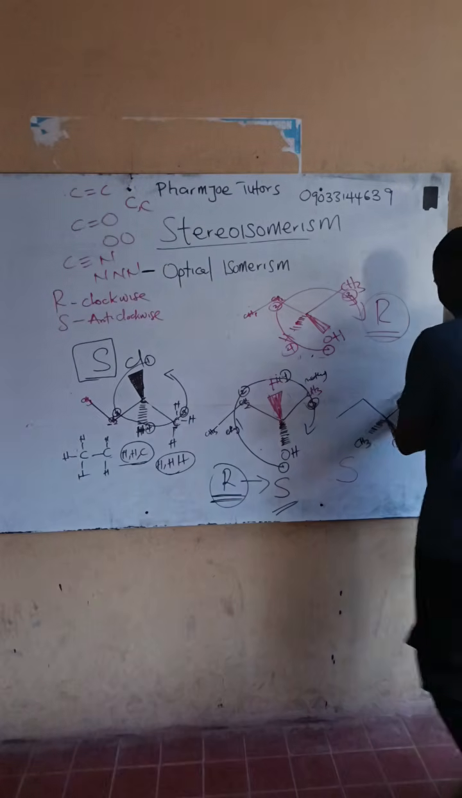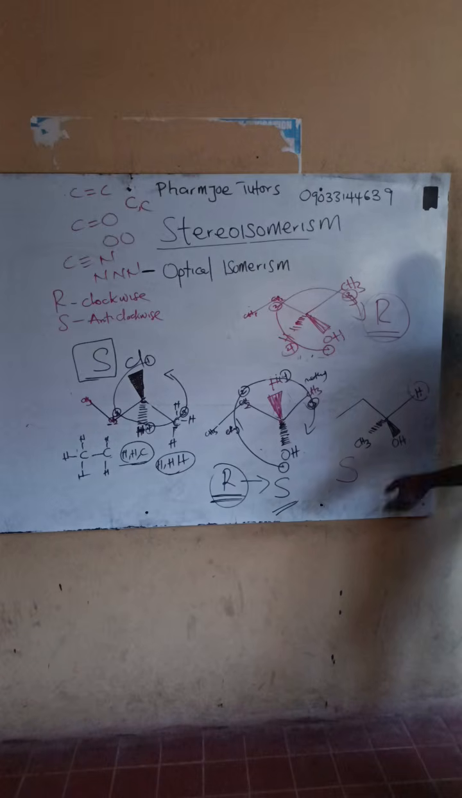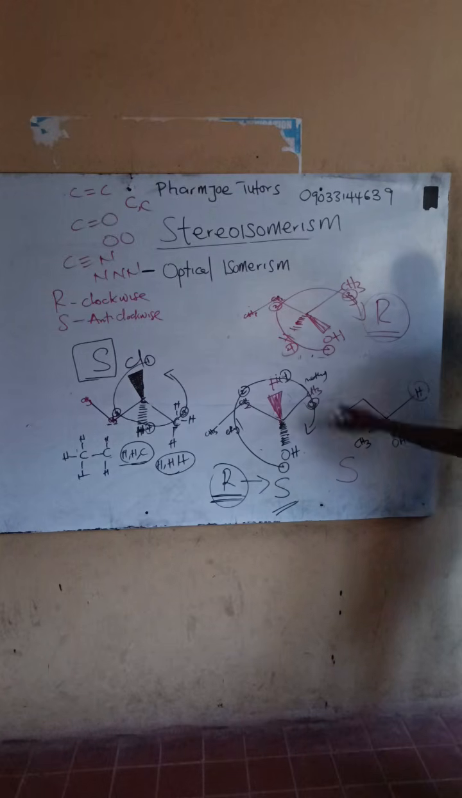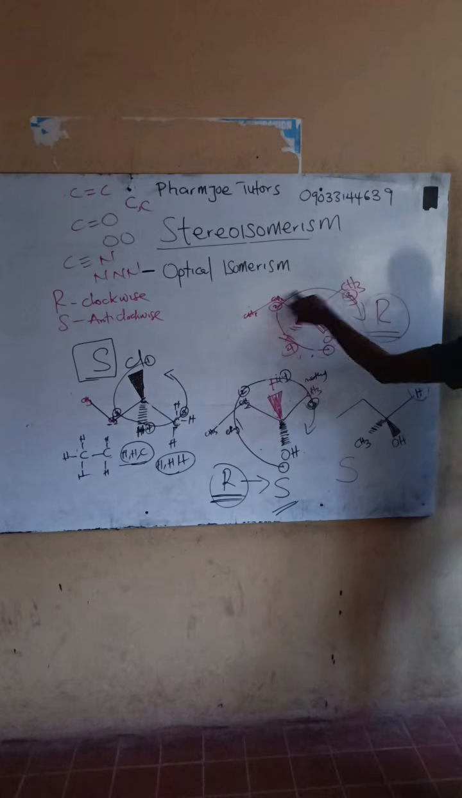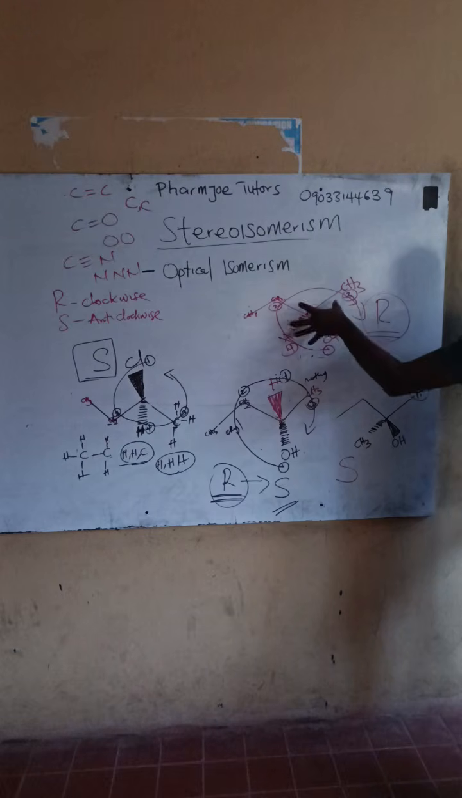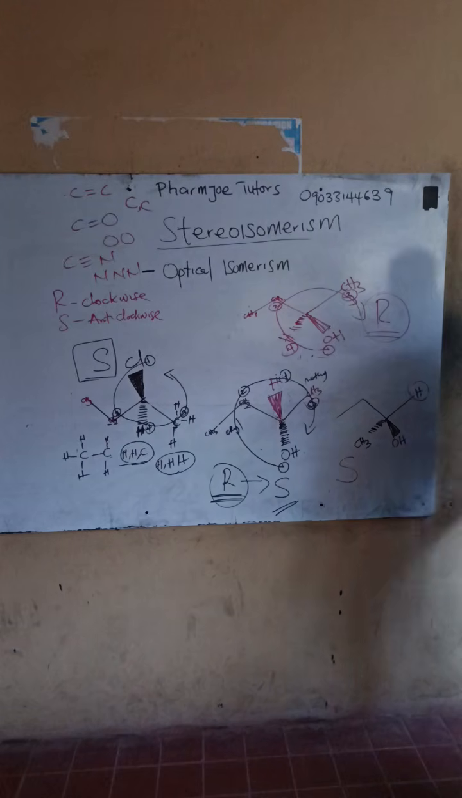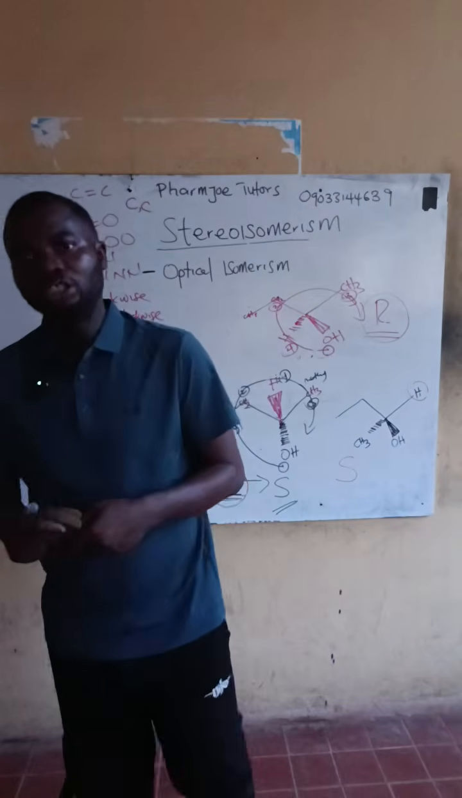But in this case, my H was not on the wedge or the hash, so what do I do? I said, you swap it with the group on the hash. So CH3 was on the hash, I swapped it, so I put CH3 here, then H there. Then I put parity on them, and we counted from 1 to 2 to 3, which is R. Because this answer was R for the molecule we have altered, then the answer for this molecule would have been S.